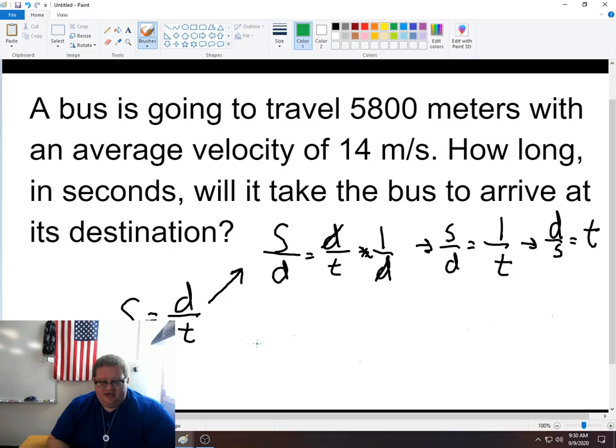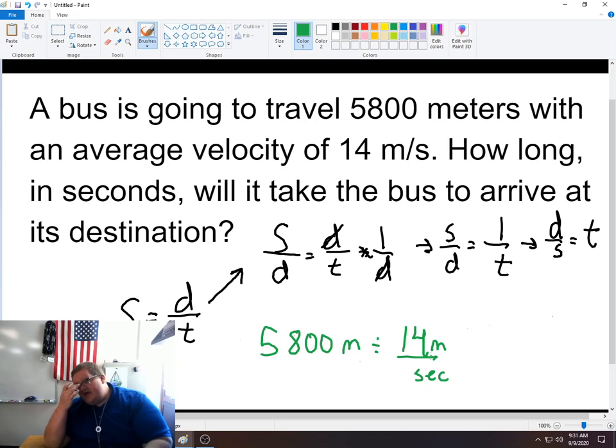All right. So, like I was saying, notice what happens here. I want to show you this because I think a lot of people really struggle with dividing fractions for some reason. Okay, I'm going to write this out. 5,800 meters divided by 14 meters per second. Now, how do we divide fractions? The answer is, to divide fractions, I simply flip and multiply.